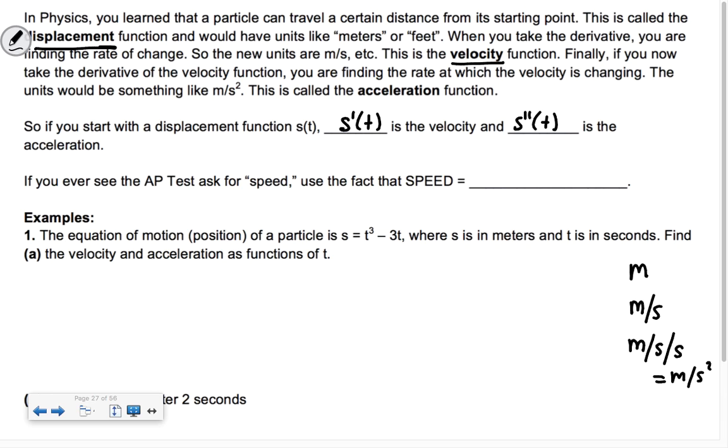So if you ever see the AP test ask for speed, so this is another thing that might come up. Do you guys know the difference between speed and velocity? Velocity has direction. So if I'm standing in a straight line and I'm like, okay, I'm going to go -5 miles per hour, then that's telling me that I'm going backwards. But if I just have the speed, then I would be going 5 miles per hour. Velocity can be positive or negative. Speed is always the absolute value of the velocity.